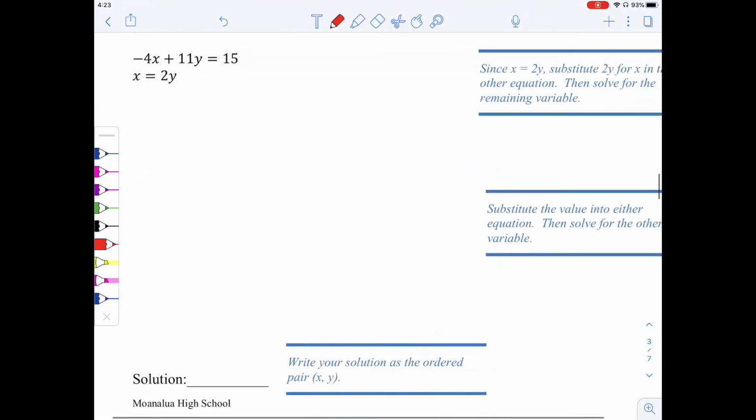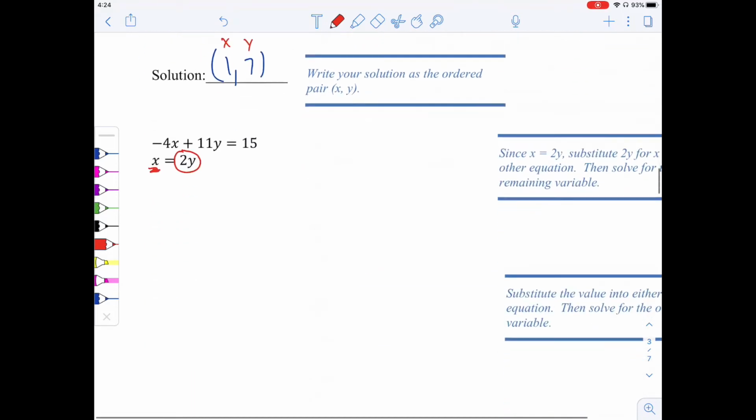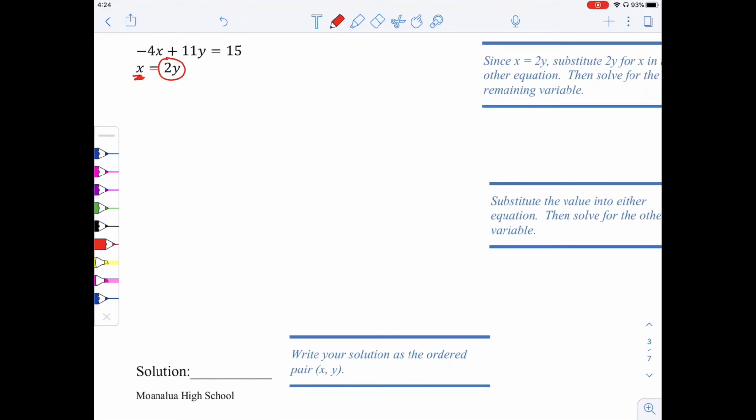Okay, so next one. Same thing. We're going to take whatever is given, right? So we're given x equals 2y. So we know x equals that value, right? The first one was y. If y is given that value, we substitute it for y. If it tells us x is the value, we're going to substitute it for x right there.